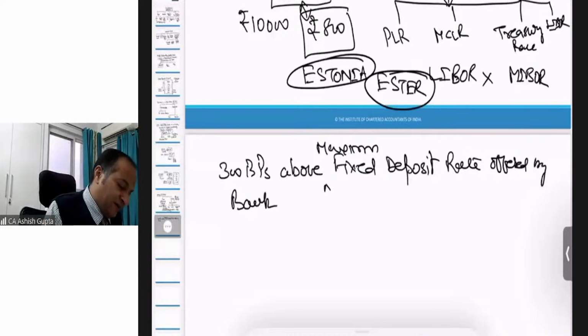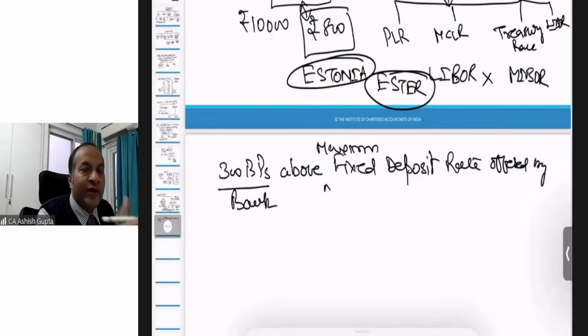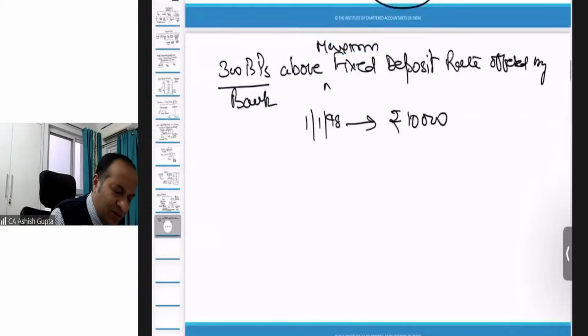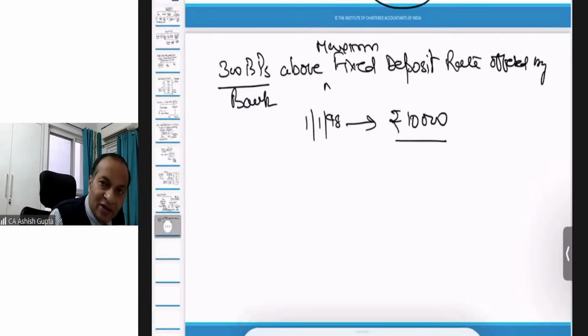So in this case, what happened? The bank said that if you are issuing the bond, suppose they have issued the bonds in 1998. I'm just saying this for example. Of course it was a real case, but I have no idea about the real amount. But I'm saying it on the same facts. They say we are issuing a bond of 10,000, whatever be the fixed deposit rate offered by the bank.